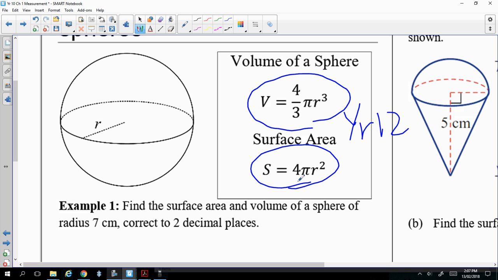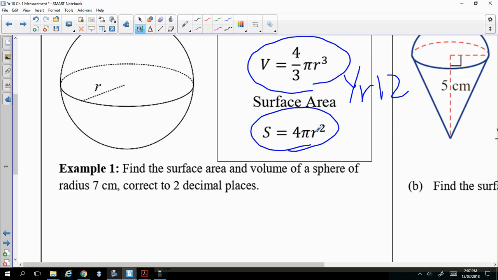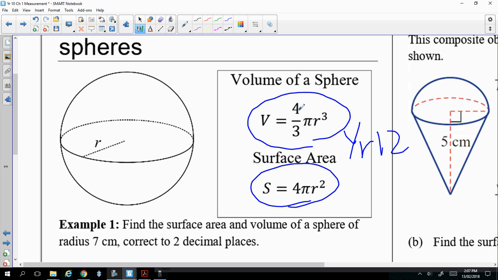In year 12 you'll learn where this formula comes from, so we just assume this formula. The volume is 4 over 3 pi r cubed, and the surface area is 4 pi r squared. This one you have to remember.